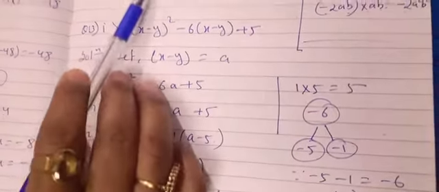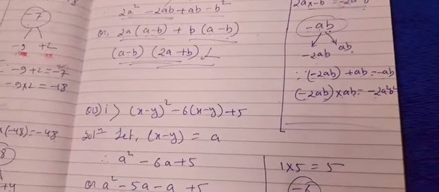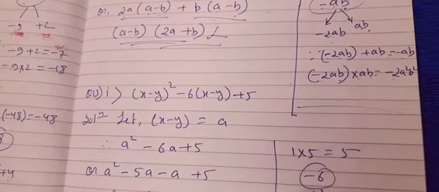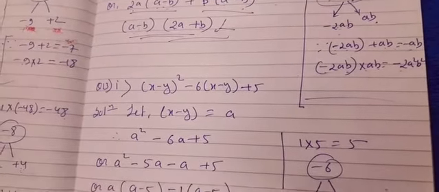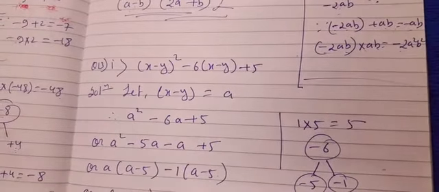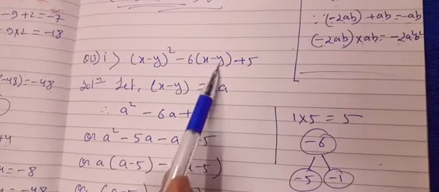Now see question number 13 first. See children, because you have just started these types of sums, maybe it looks a little bit difficult, but when you solve twice or thrice, practice makes everything easy. So please do practice, then you will find solving these types of sums very easy. Okay, now x minus y whole square minus 6 into x minus y plus 5.